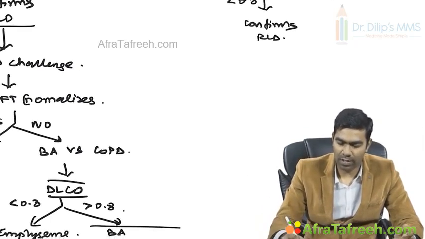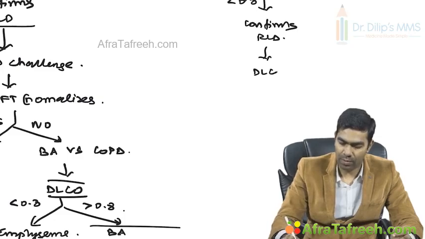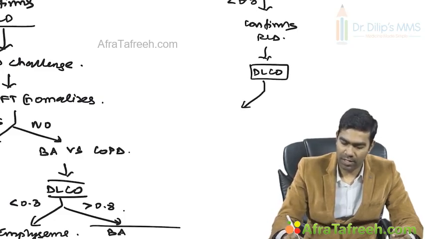Now we have to find out what is the RLD. So see the DLCO, if it is less than 0.8 or if it is more than 0.8. If it is less than 0.8, it is likely to be a parenchymal RLD.